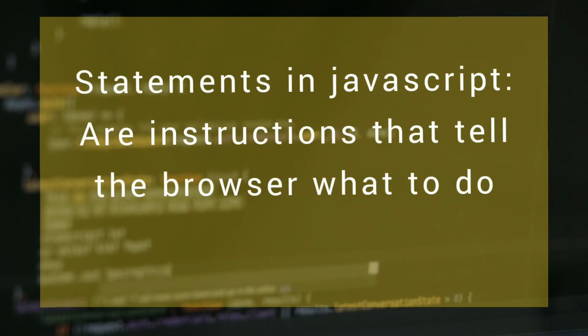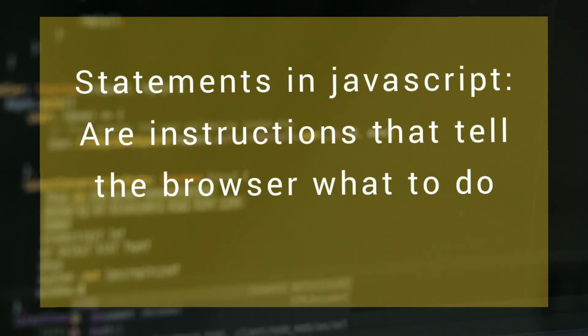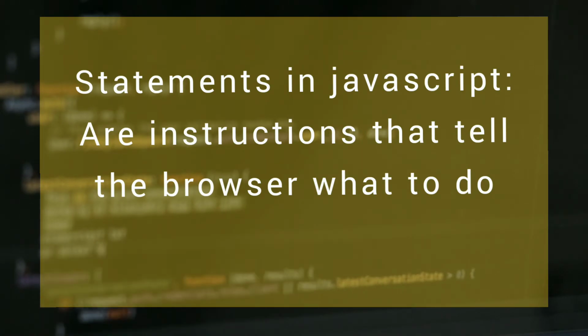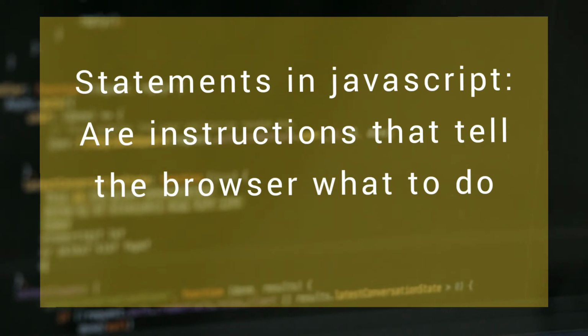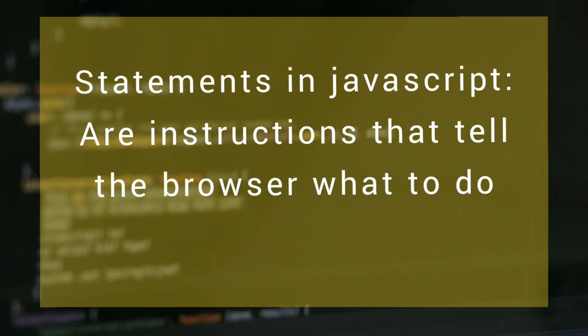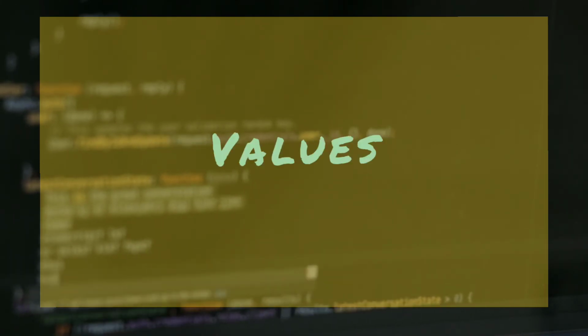So, first of all, let's start by defining what statements are in JavaScript. They are instructions, okay? They are orders that tell the browser what to do exactly, what actions to take, how to perform, all right? For example, when I click on this button, I want you to show this text, okay? In general, statements are composed of keywords, operators, values, and expressions.